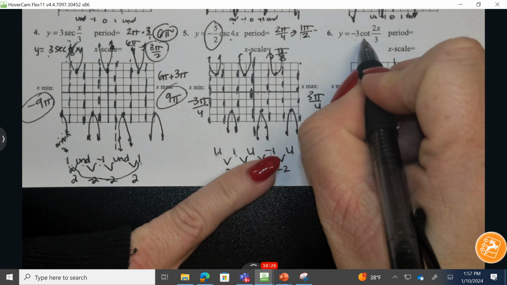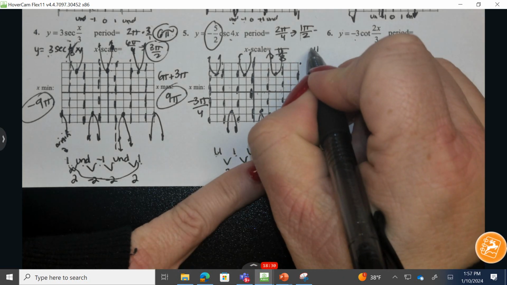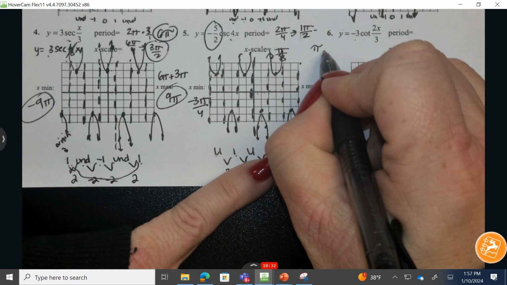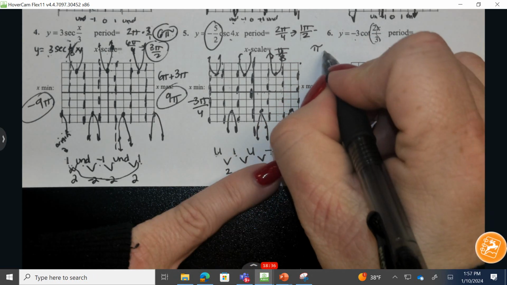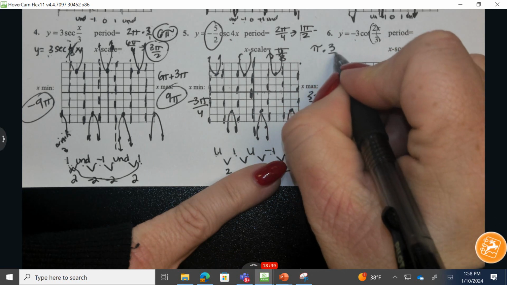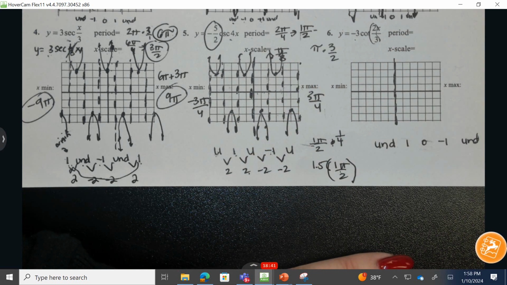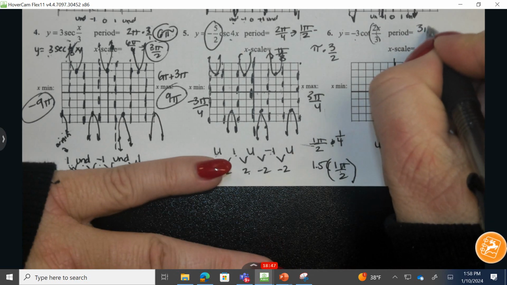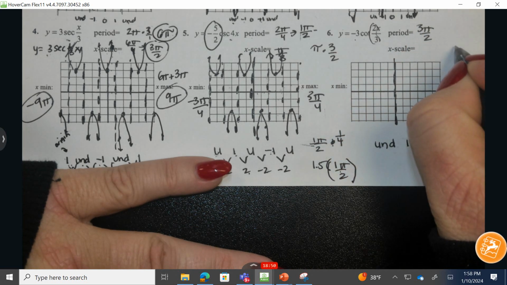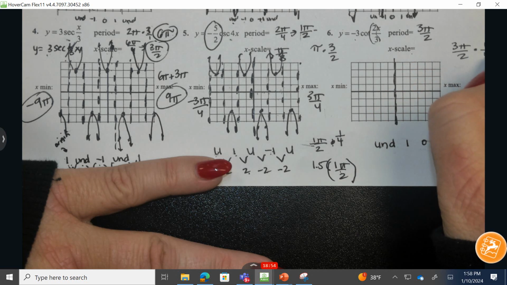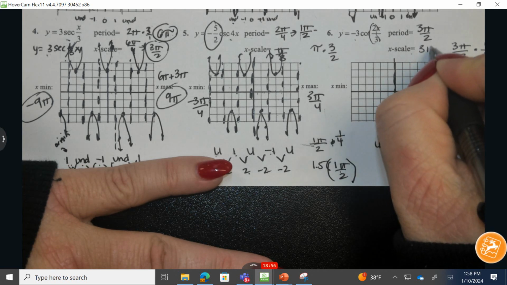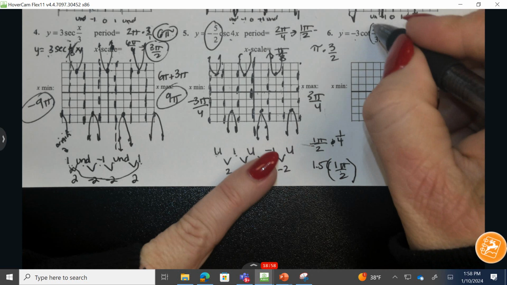So with cotangent and tangent, I'm going to take pi and divide it by whatever value is in front of the x, which is 2/3. Now when we divide by a fraction, we really multiply by the reciprocal. So as I take pi times this value, I'm able to get 3 pi divided by 2. Now to find the x scale, I take this value and divide it by 4, which is multiplying by 1/4, to get 3 pi over 8. So I've taken care of this part.